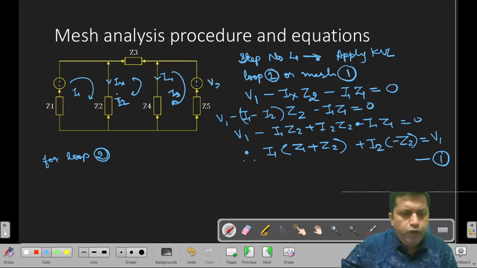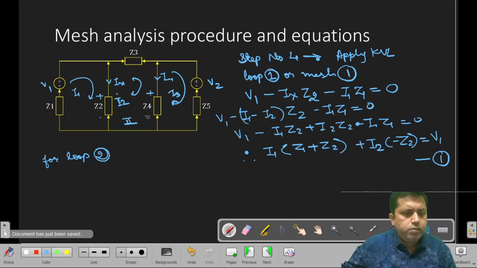This is V2, this is V1. So from here we will directly write down the loop equation for loop 2. Which one is loop 2? This is loop 2. Okay, so we will start from this. This is plus minus. Okay, this is also plus minus.